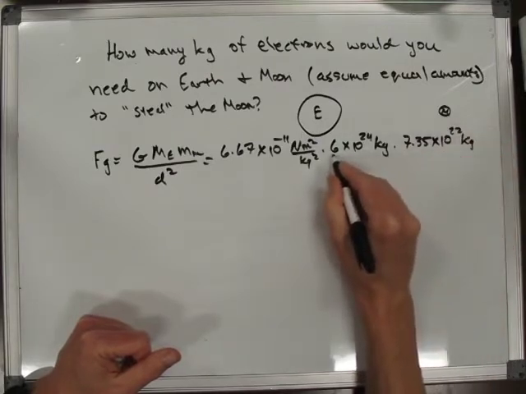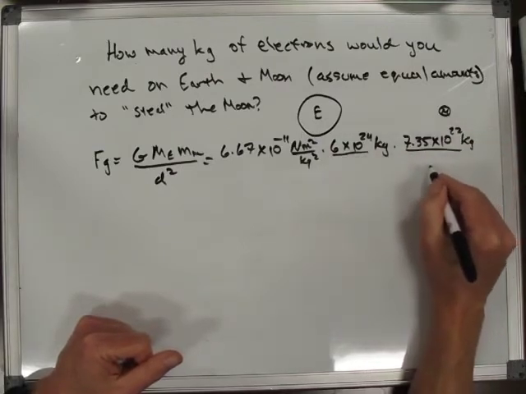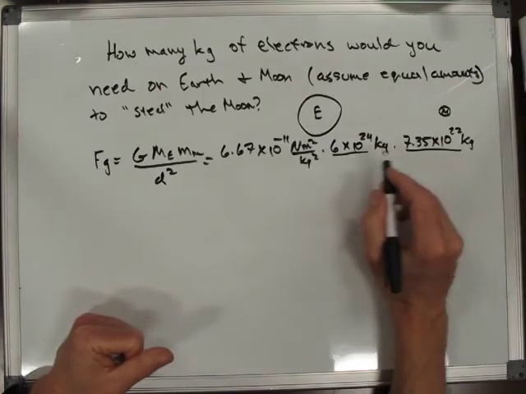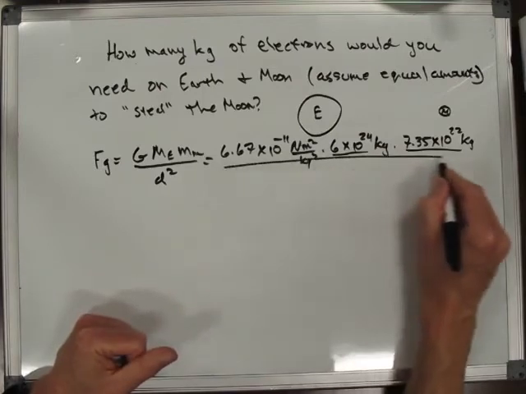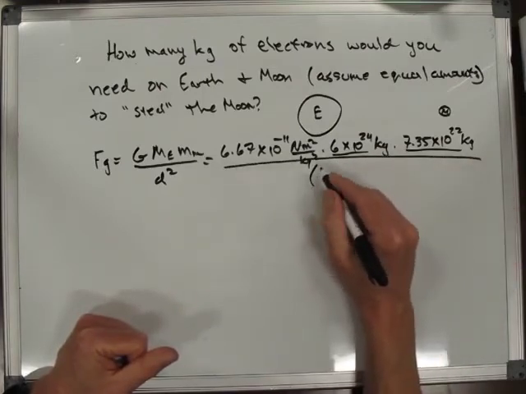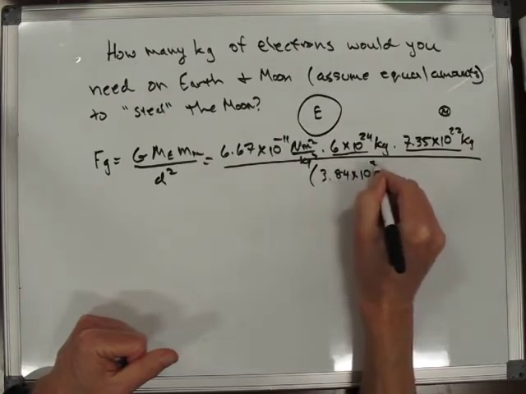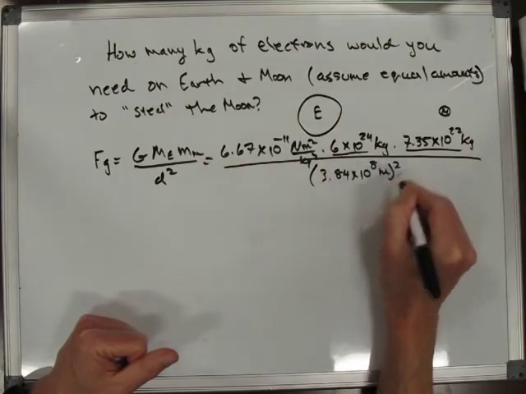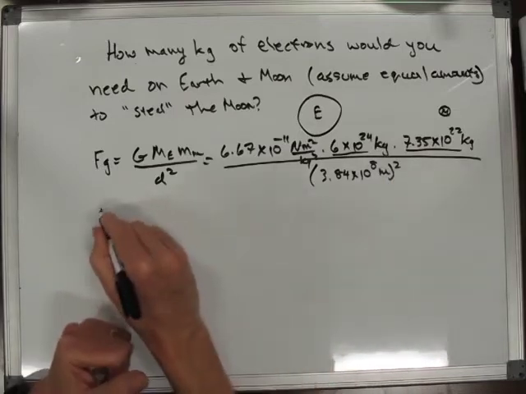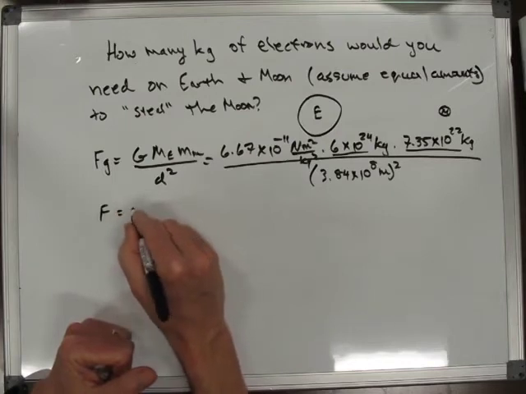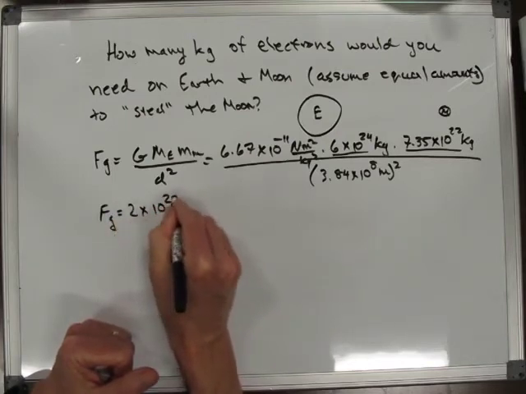Notice you can see in this equation that the Moon is a little more than 1/100th the mass of the Earth, but it's less than 2% of the mass of the Earth. Even though it's a quarter the diameter, it's less than 2% of the mass. Divided by the distance between them squared, which is 3.84 times 10 to the 8th meters squared. If you evaluate this number, the force of gravity is about 2 times 10 to the 20th newtons.